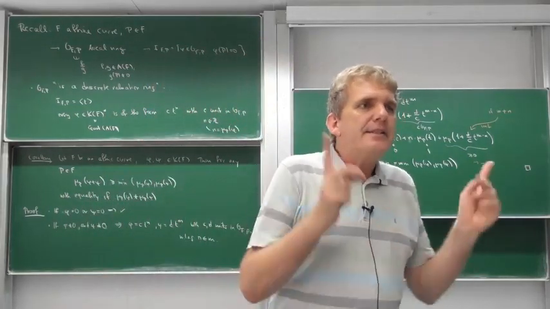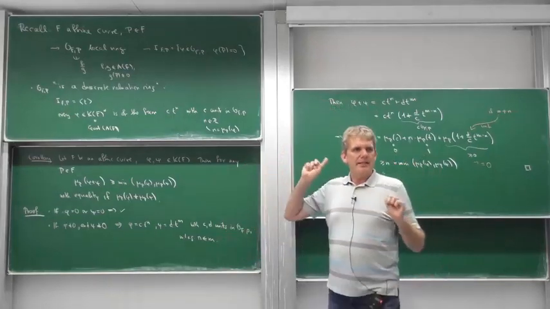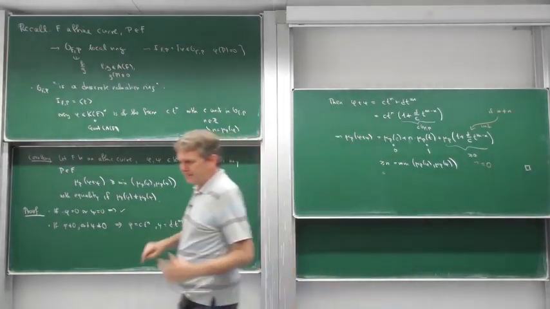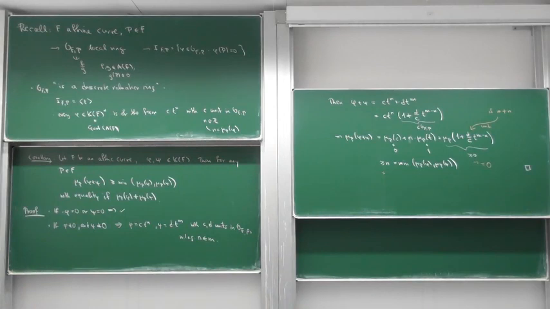That is the valuation. So mu p is the valuation in that discrete valuation ring. Exactly, yeah.